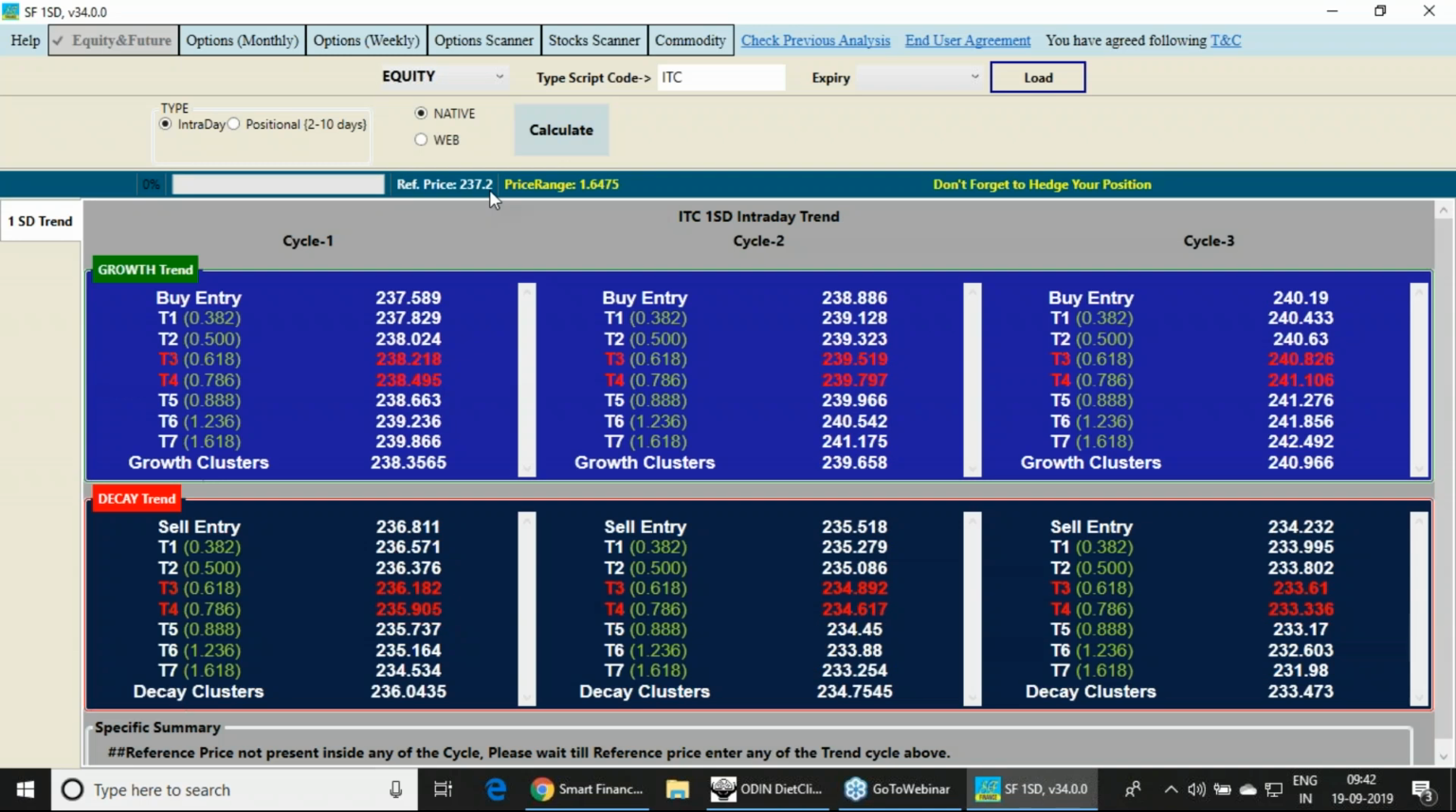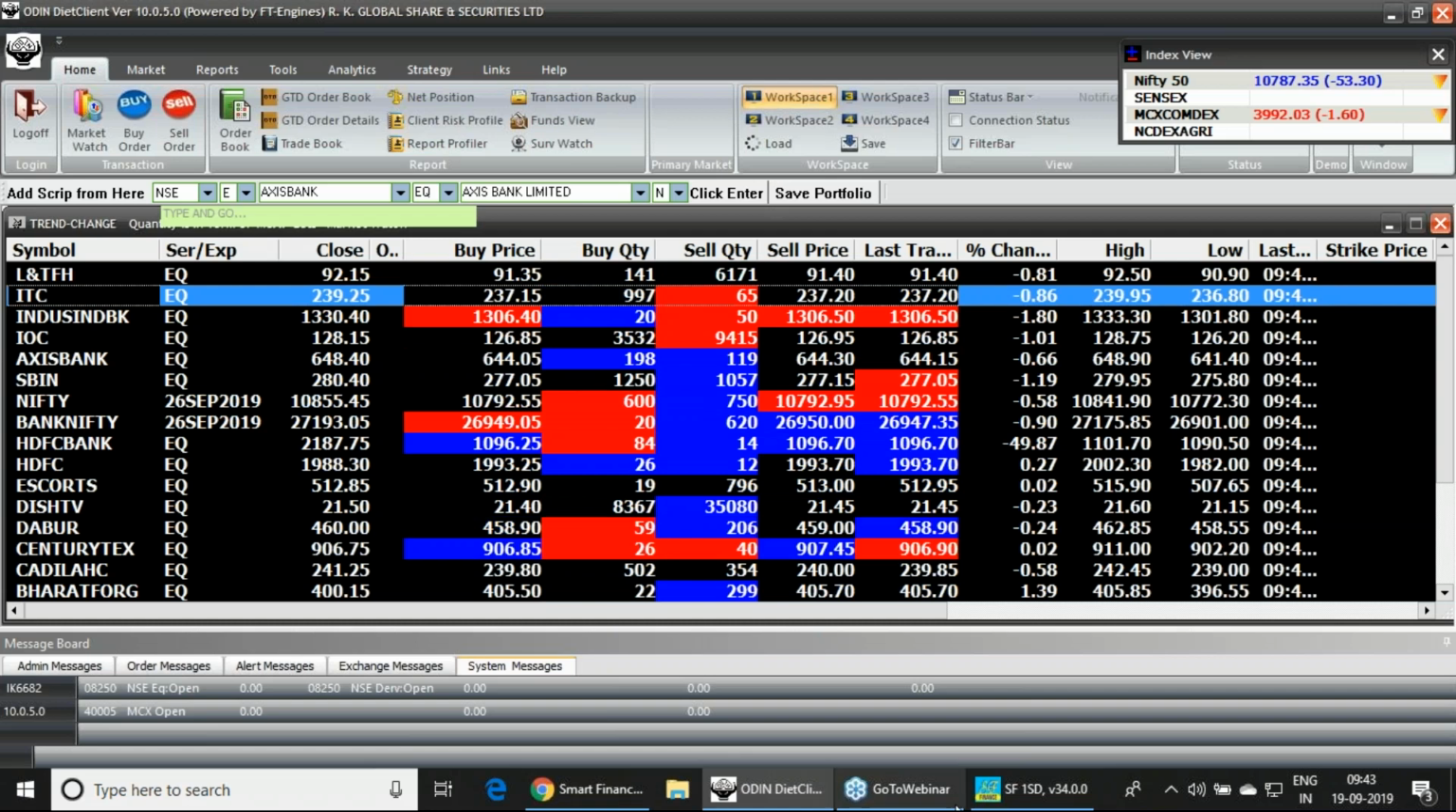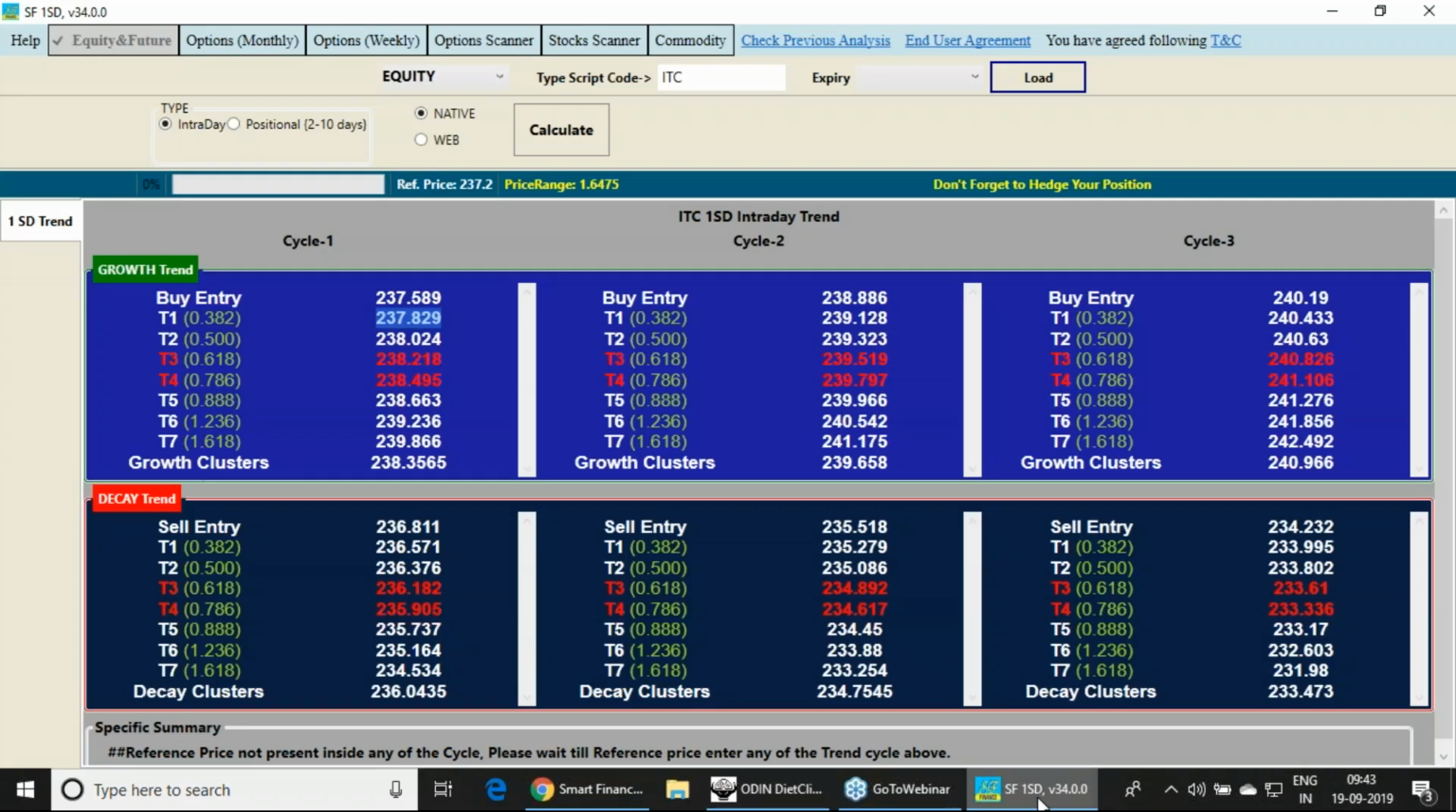So 237 is the ITC. Here, 237.59, or you can say 237.60, you should buy. Put 236.57 as your stop loss, or sell at 236.80 and put a stop loss of 237.80. So these are the targets. ITC is at 237.15 now. Wait for 236.80 to sell, or wait for 237.60 to buy.